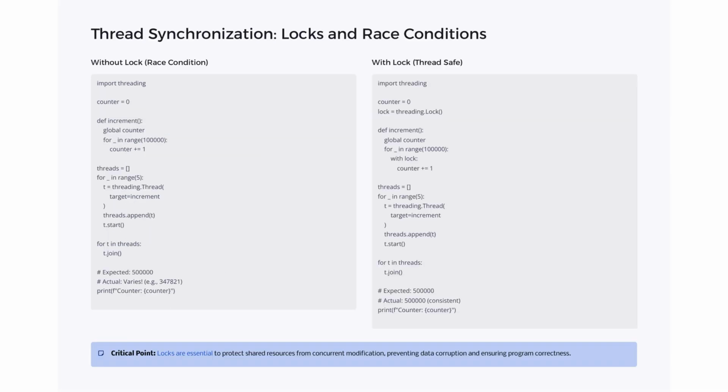Thread synchronization is crucial to prevent race conditions. Without locks, concurrent threads can lead to inconsistent results, as seen with the counterexample. By using a lock, we ensure thread safety, achieving consistent results. Locks protect shared resources, maintaining data integrity and program correctness, especially in multi-threaded environments.